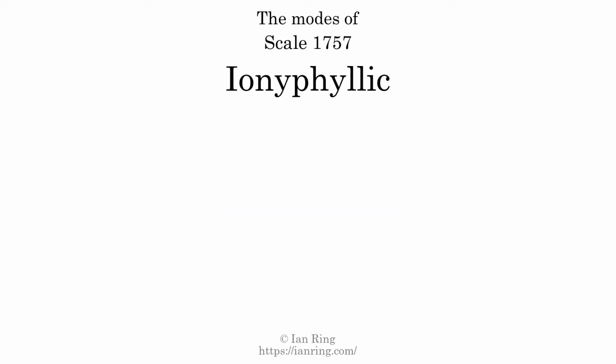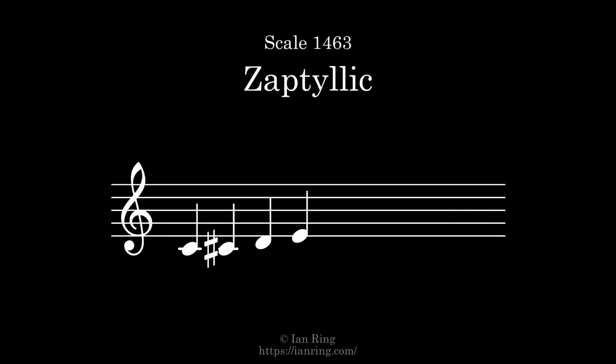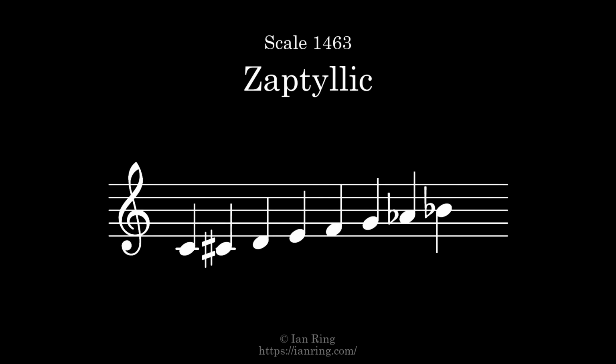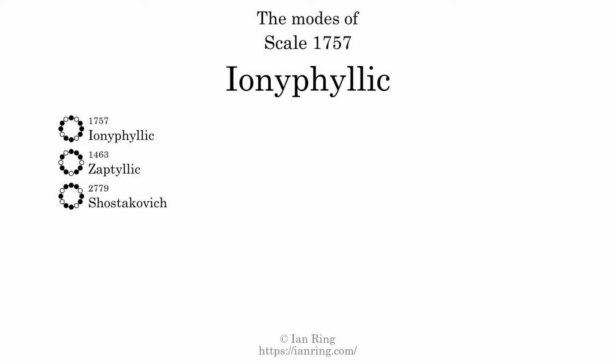This scale has 8 modes. The first mode is itself. The second mode is scale 1463, also known as zaptillic. It sounds like this. The third mode is scale 2779, also known as Shostakovich. It sounds like this.